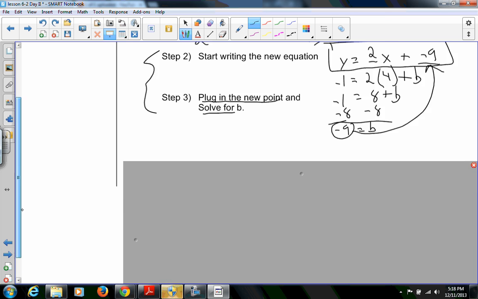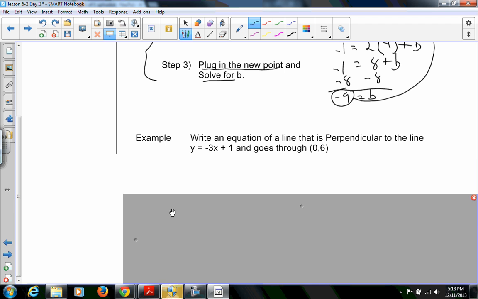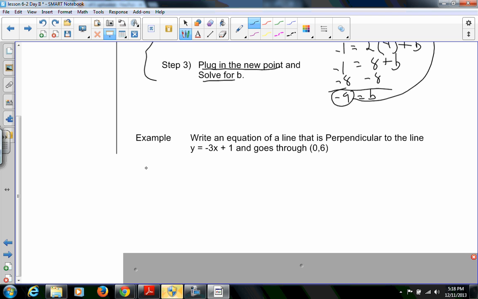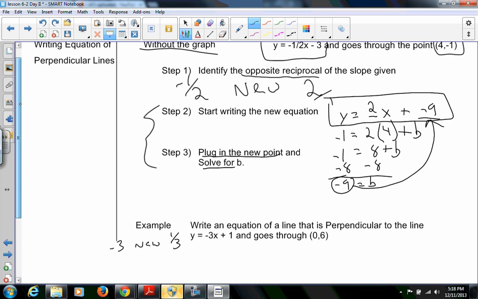All right, let's do one more example here, and I think that'll be good for the day. Writing the equation of a line that is perpendicular to the line y is equal to negative 3x plus 1 and goes to the point 0, 6. Okay, so I'm going to identify my opposite reciprocal slope. My original slope was negative 3. My new slope is going to be positive 1/3. So that's my new slope. That's my first step, right?